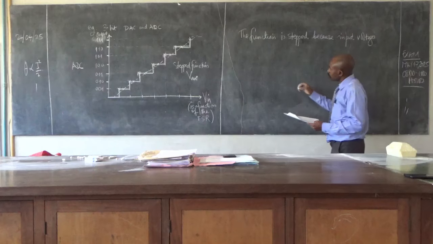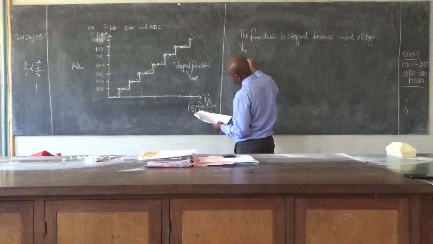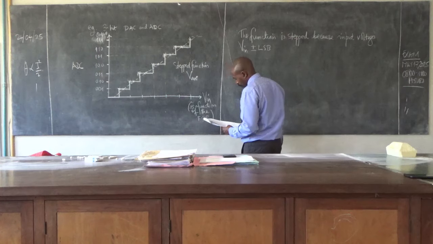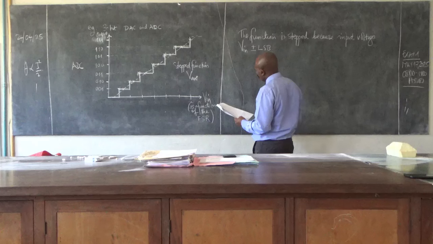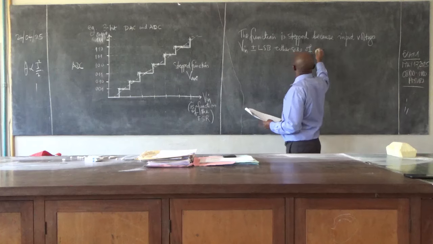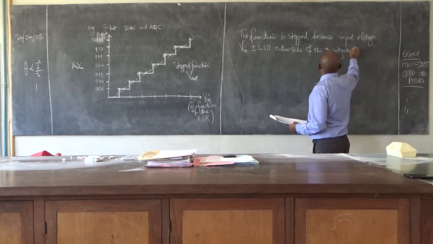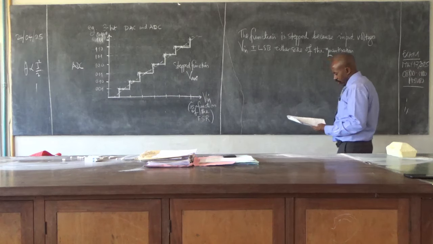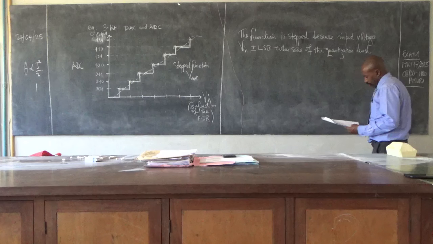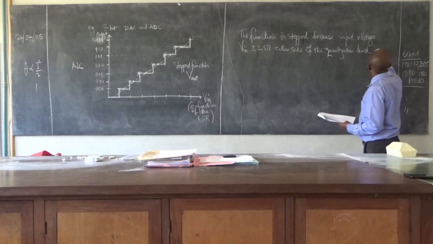Because input voltages, V in, plus or minus the least significant bit either side of the quantization level have to have the same output.